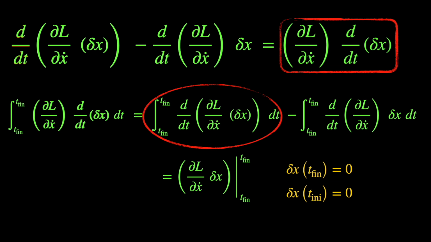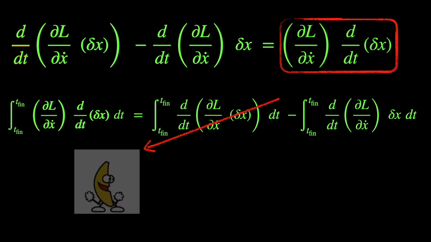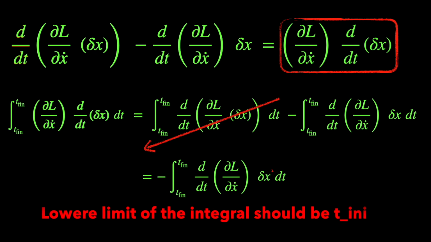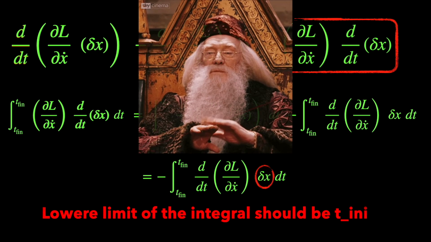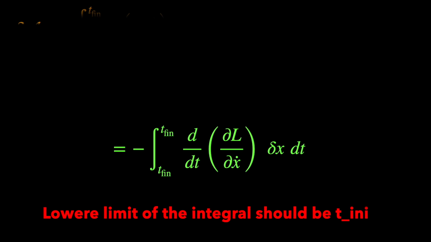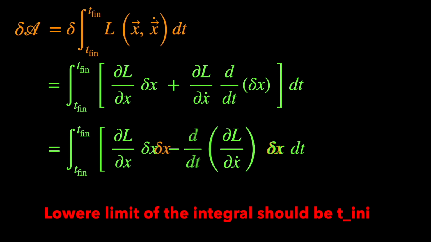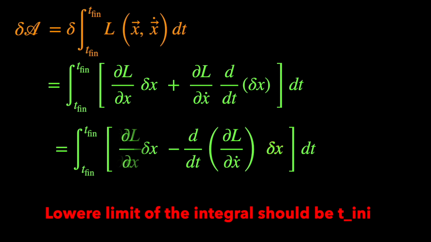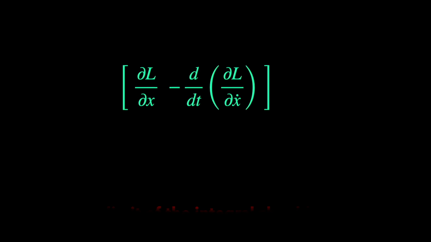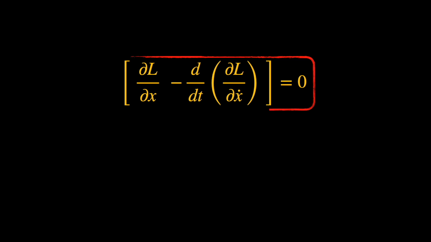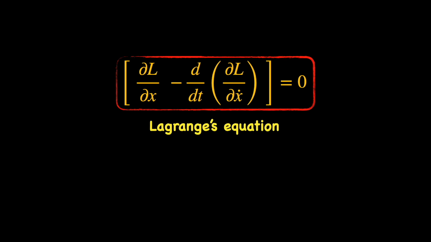Therefore, the integral of the total time derivative term does not contribute anything, and we are left with a term where factoring out the delta x is totally sorted. So the full expression for delta A we had written earlier has now been manipulated into a suitable form where we can take the delta x out and equate the rest to 0 to impose the condition for the stationary action. This complicated looking equation is called the Lagrange's equation. So we have got what we wanted.